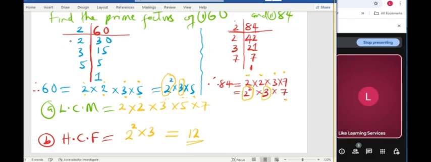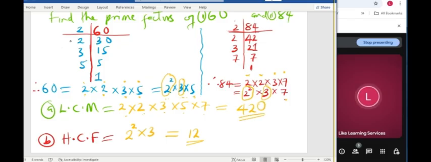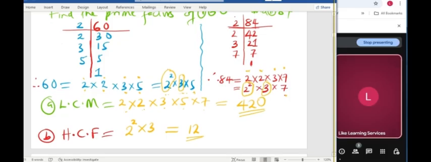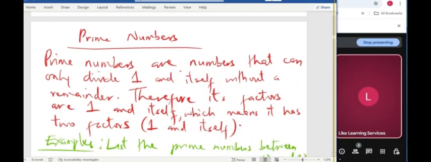Can you see it? Yes, I can. So what does that give? 2 times 2 is 4. 4 times 3, 12. 12 times 5, 60. 60 times 7 is 420. So the LCM is 420. You know what I will do? Let me give you more examples so that you will understand this better.